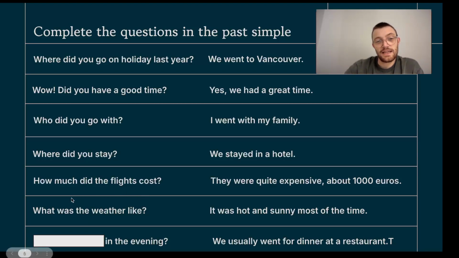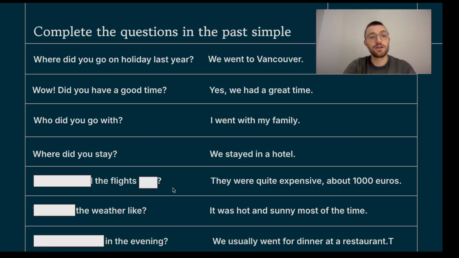Now you see, here we didn't use do because we don't have a main verb there. In all of the other ones, we've got a verb, right? Where did you go? Did you have? Did you go? Where did you stay? Did the flights cost? So cost is the verb there. But what was the weather like? There is no other verb. So was is the main verb.